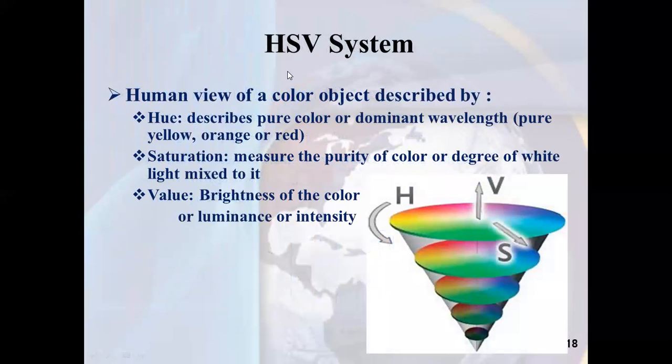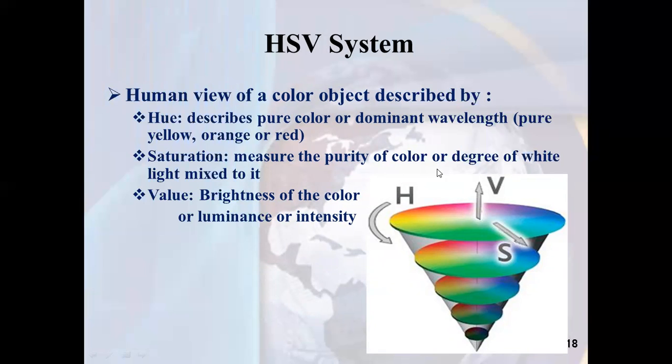We also have what we call the HSV system. HSV is represented by hue for H, saturation, and value. Hue describes pure color or dominant wavelengths. It means what is the pure color which is dominant in this color. It's measured in nanometers.